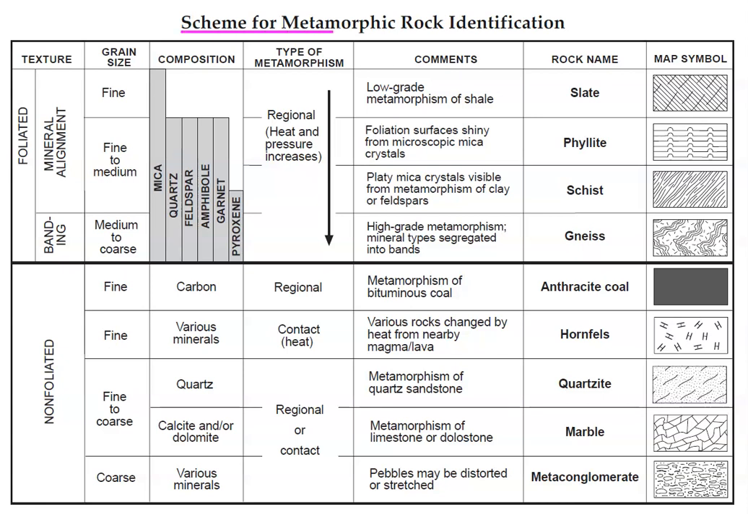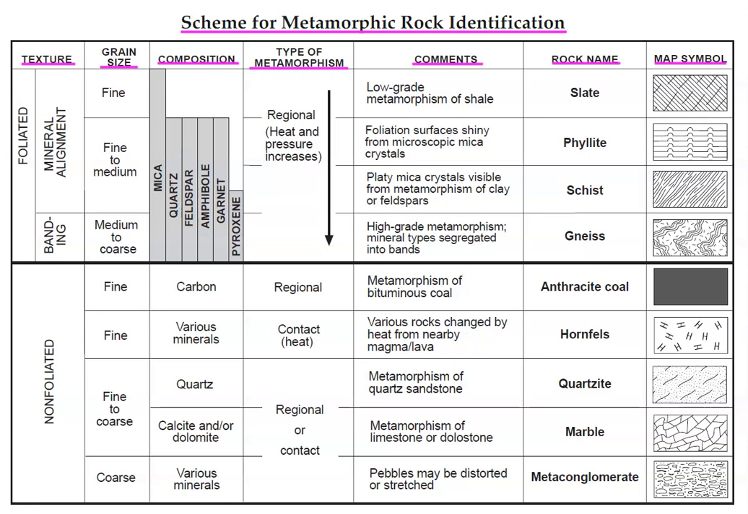We finally made it to the scheme for metamorphic rock identification. This table looks very similar to the sedimentary rock identification scheme. So very similar columns here. We have texture, grain size, composition, a new column, type of metamorphism, comments, rock name, and map symbol.